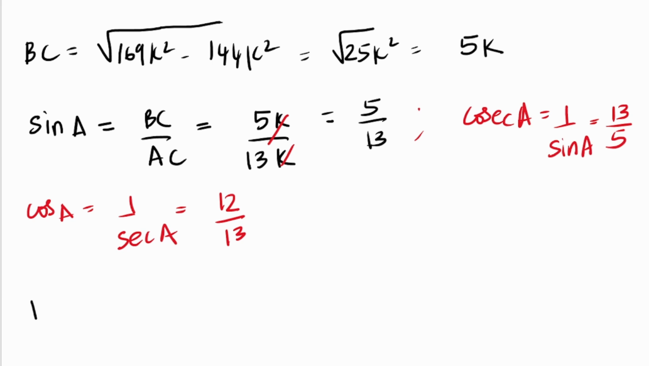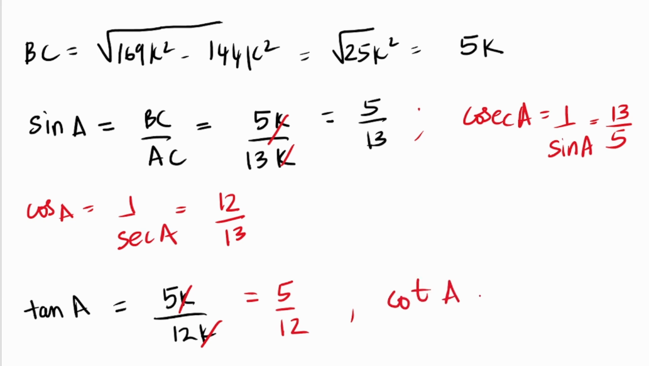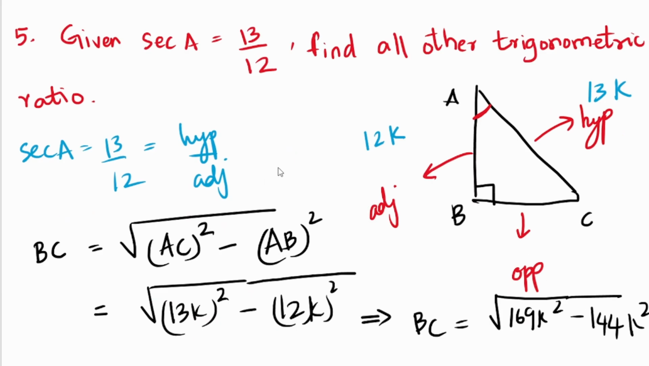You need to find tan A. Tan A is opposite side by adjacent side. You have the opposite side to be 5k and adjacent side to be 12k. When you cancel k and k, you will get 5 by 12. And if you're checking for cot A value, it's 1 by tan A. So the answer is 12 by 5. Yeah, this tan A, right? 5k by 12k, opposite side divided by adjacent side. This is the opposite side, this is the adjacent side.